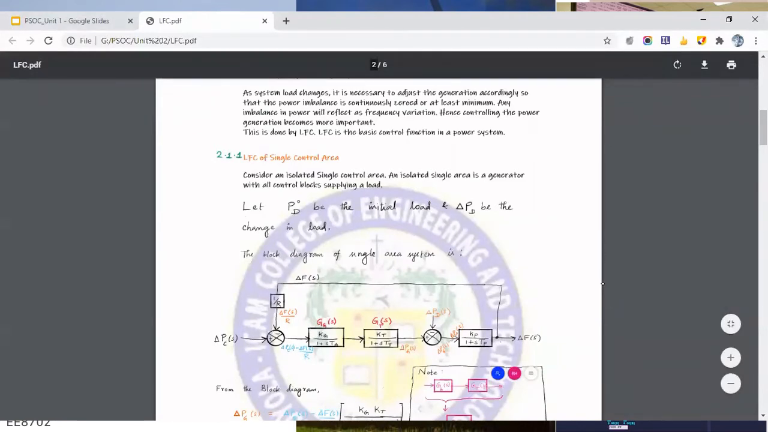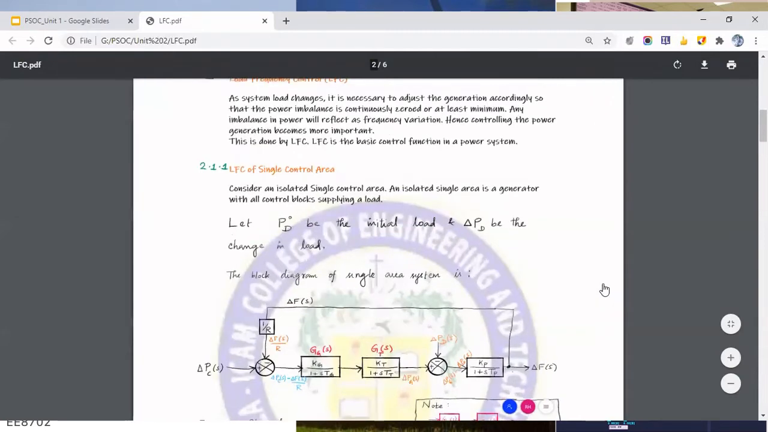Let us now analyze load frequency control of a single control area. We also call it the single area system. So let us consider an isolated single control area, that is a control area or an area where we have a generator and its associated controls that is supplying a load. So this generator or load is not connected with other generators. So let the initial load be PD naught and delta PD be the change in load. And the block diagram of the single area system is as follows.